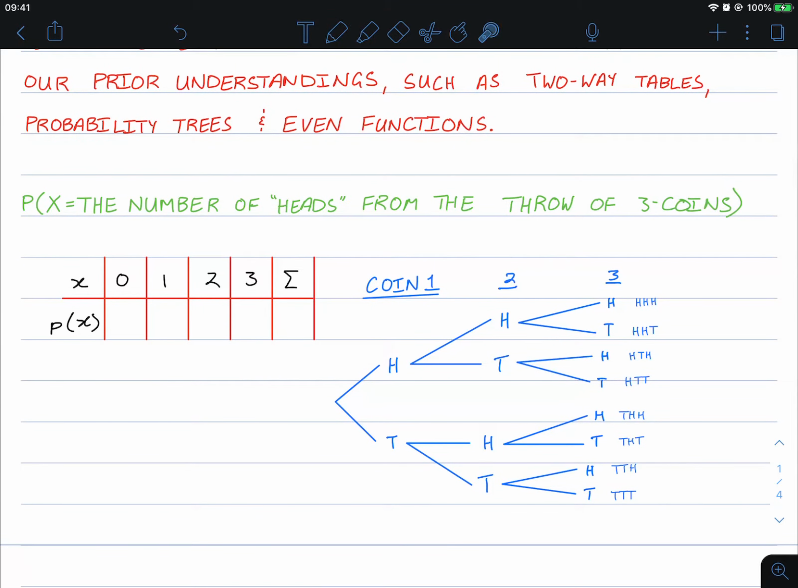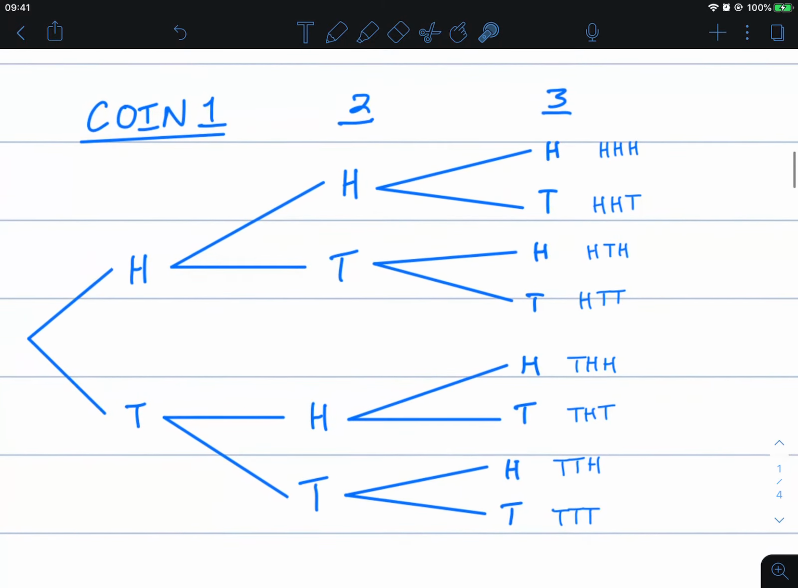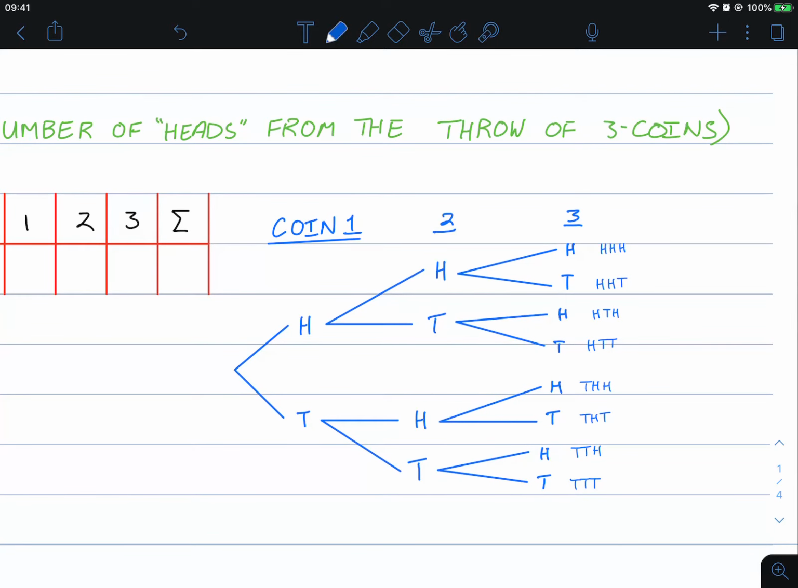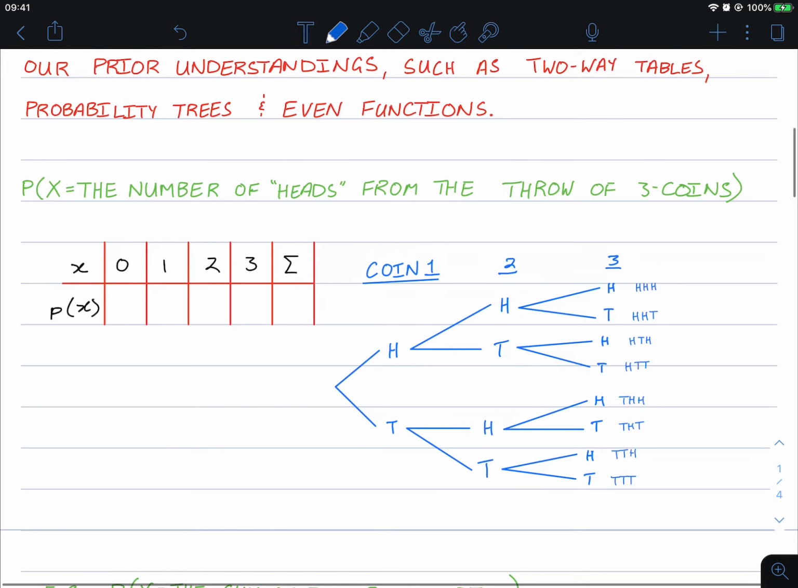So our experiment in this case is the number of heads from the throw of 3 coins. We've seen before that we can represent this using a probability tree. We could get heads, heads, heads, heads, tails, heads, and so on. I've drawn all the possible results here already. So now, what's the probability of getting 0 heads from the throw of 3 coins? Well, 0 heads is the same as tails, tails, tails. There's only one result like this. That's going to be 1 in 8.